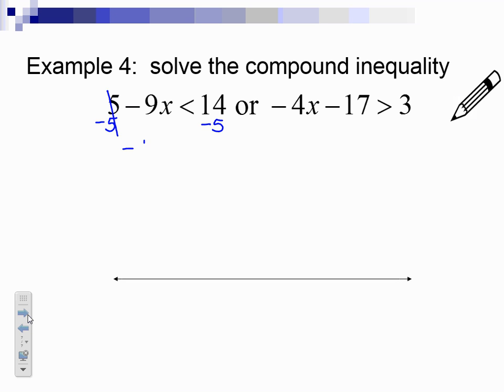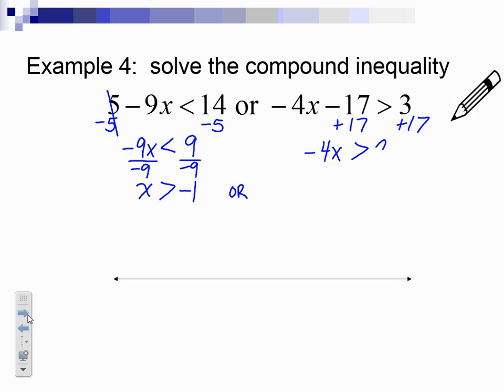this first one, negative 9x, 14 subtract 5 is 9. Now I'm going to divide by negative 9. Careful, I'm dividing by a negative here. Flip that inequality around. Okay, x is greater than negative 1. Then I'm going to solve that other guy. That's one part of my solution. The other part of my solution will come from this other inequality. Add 17, negative 4x, greater than 20, dividing by negative 4. Again, I'm dividing by a negative, so remember to flip that inequality symbol around. 20 divided by negative 4 is negative 5.